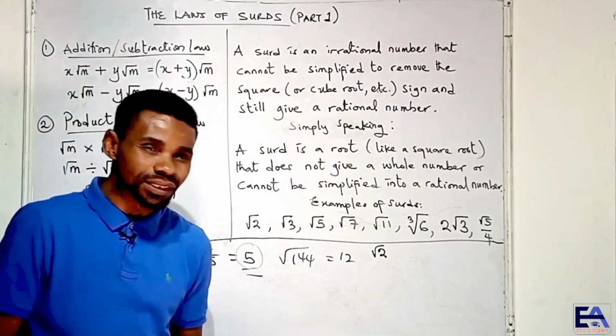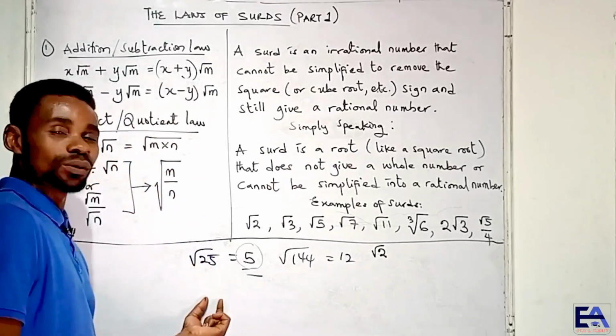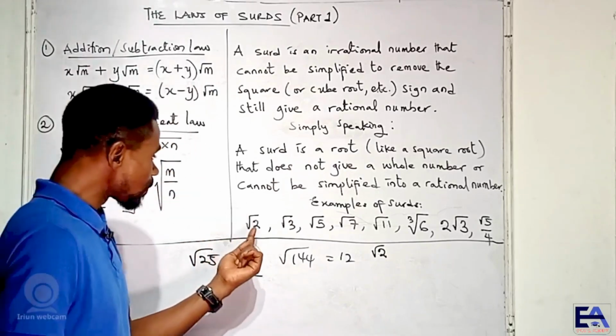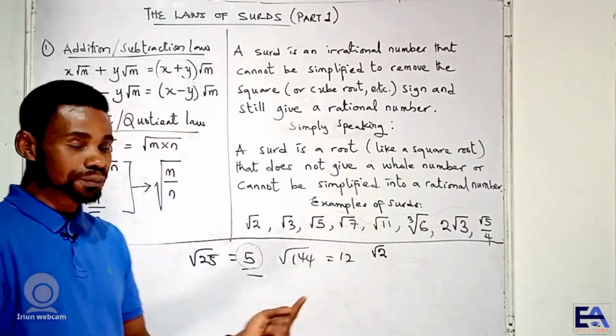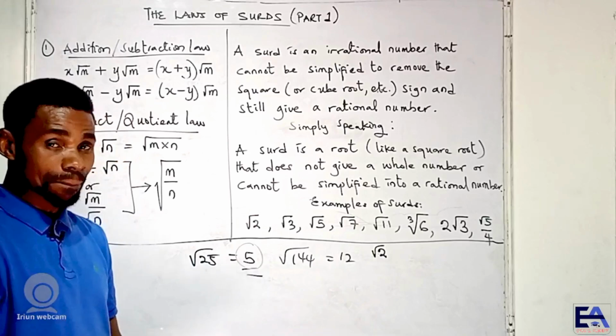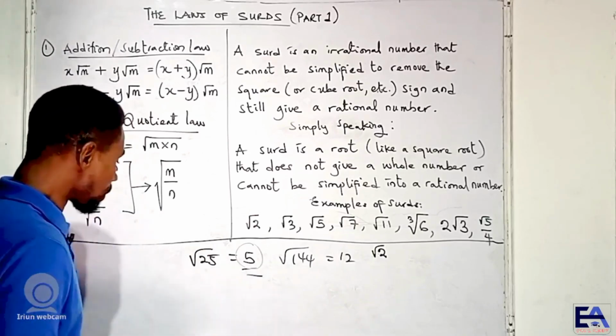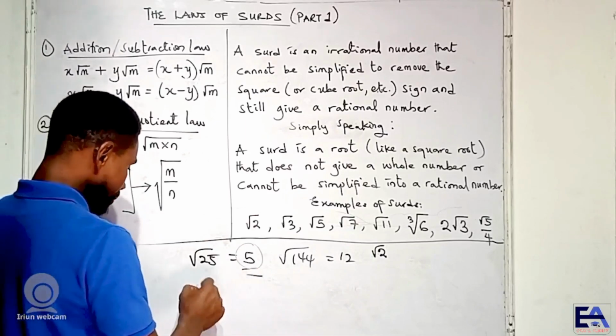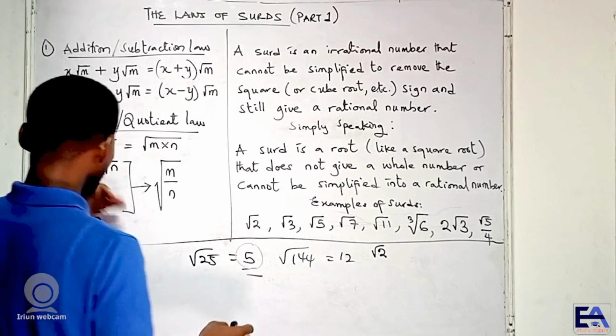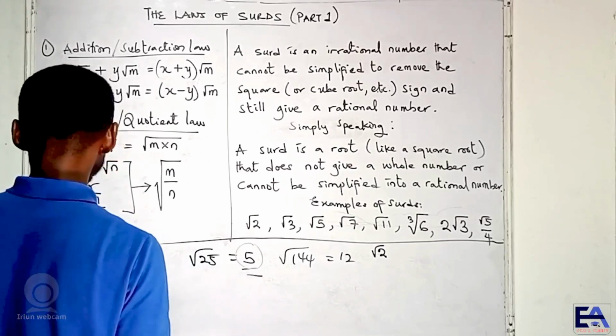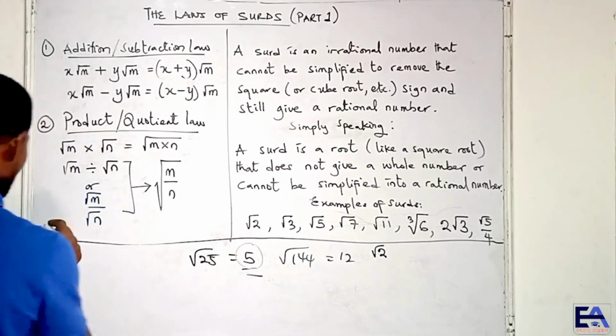Root 3, the same thing. Stuff like this cannot be further broken down. You just leave them that way. Do you understand? If it is root 25, you can break it down to become 5. And there is even a rule, I think I'm missing out here. Let me just add it here.